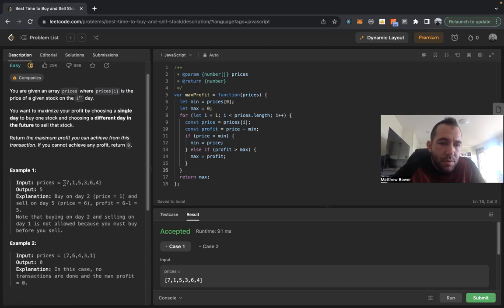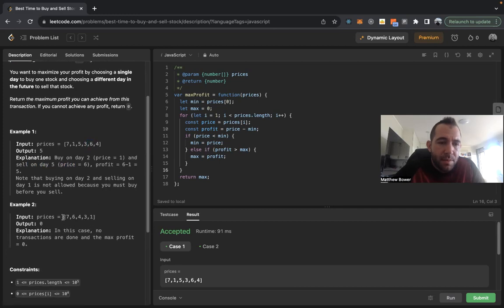So we're looping through an array here and we're only moving forward, can't go backward. So basically we're finding the lowest number in the array and then finding the highest number after that, and then taking the difference from those two numbers. In this case, 1 is the lowest, 6 is the highest, so 5 is the profit. You're buying on day 2, price is 1, and selling on day 5, price 6.